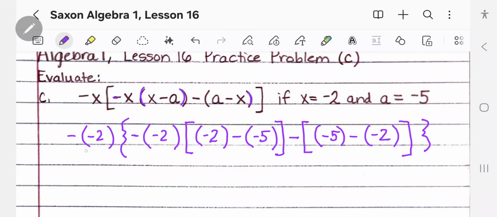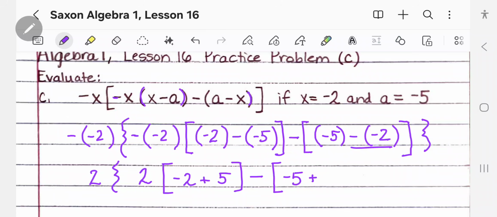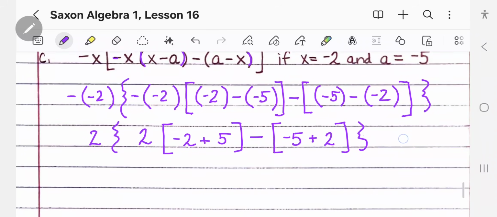Okay, let's see if we can simplify it a little bit. Opposite of a -2 is going to be a +2. Opposite of a -2 here is going to be a +2. Here we have -2 plus the opposite of -5, so that's going to be plus a +5. Minus, we have a -5 inside, plus the opposite of -2, which is going to be +2. Okay, now we got it simplified a little bit.